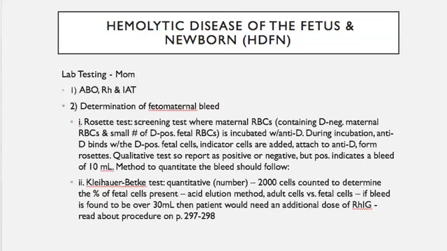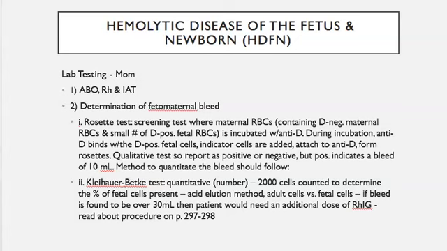So with your lab testing, for mom, she's going to get an ABO, Rh, and an antibody screen or an IAT. And there'll be a determination of a feto-maternal bleed. This is done with the screening test called the rosette test. So you've got maternal red cells that are D negative, and a small number of D positive fetal red cells.